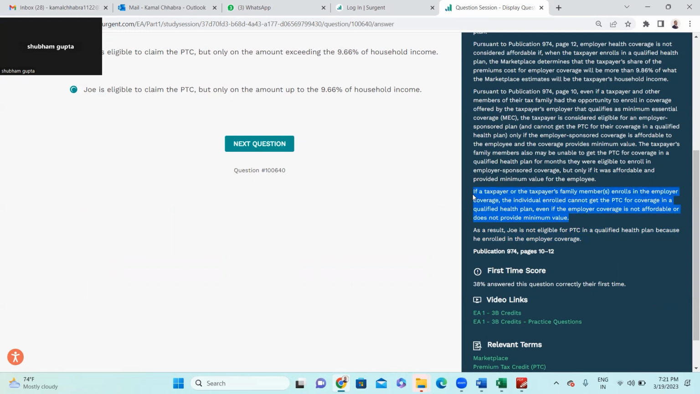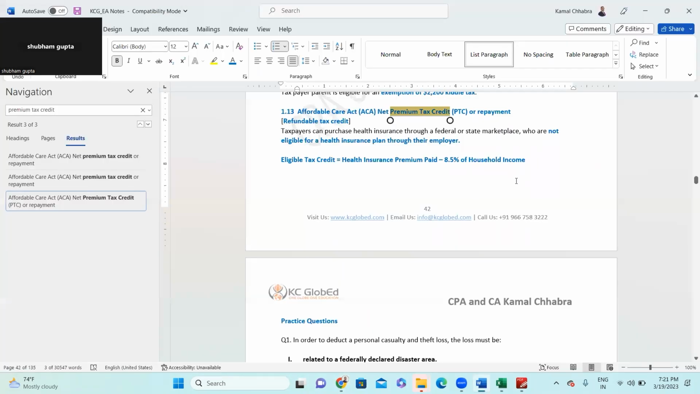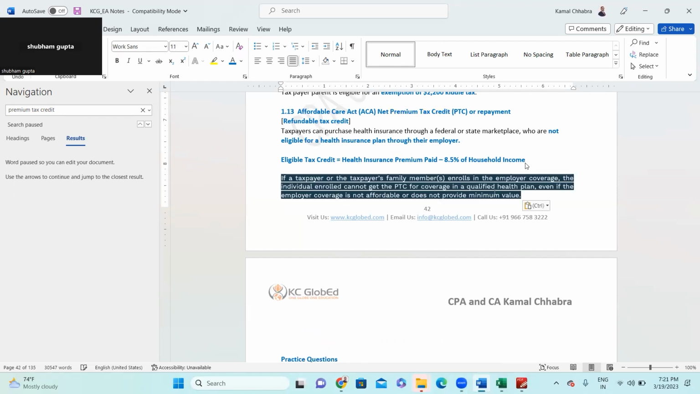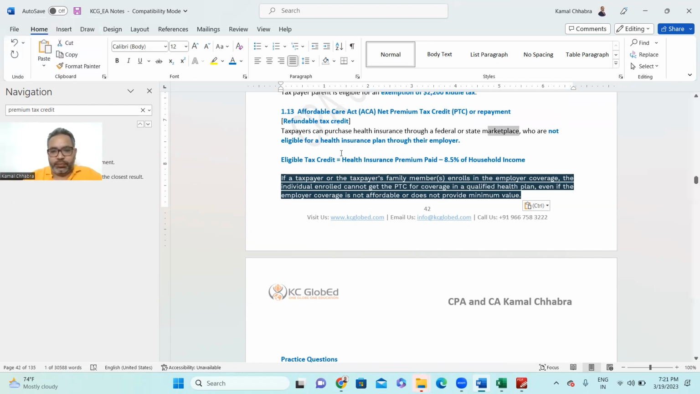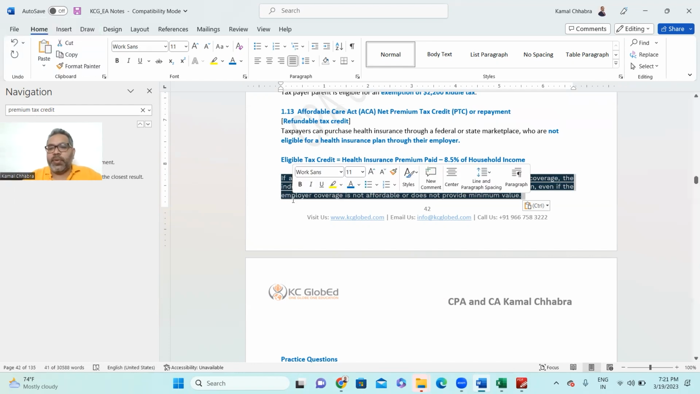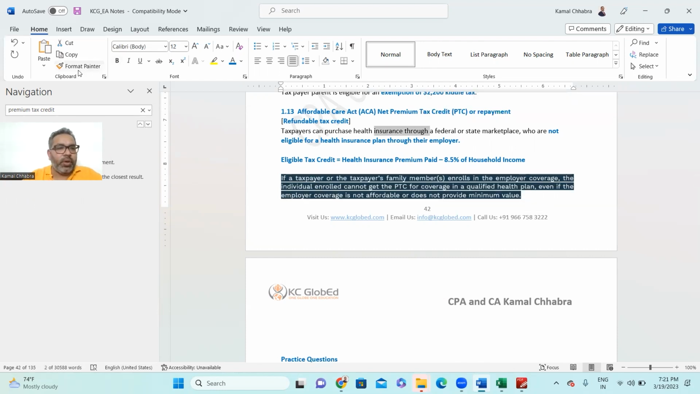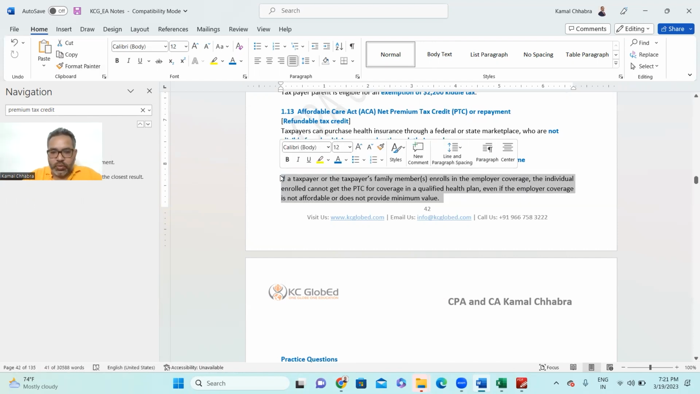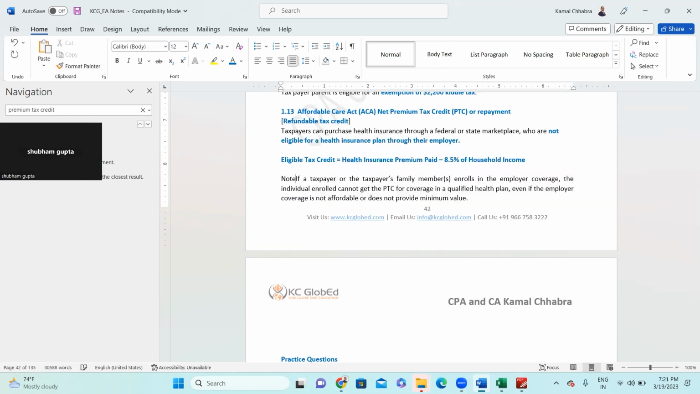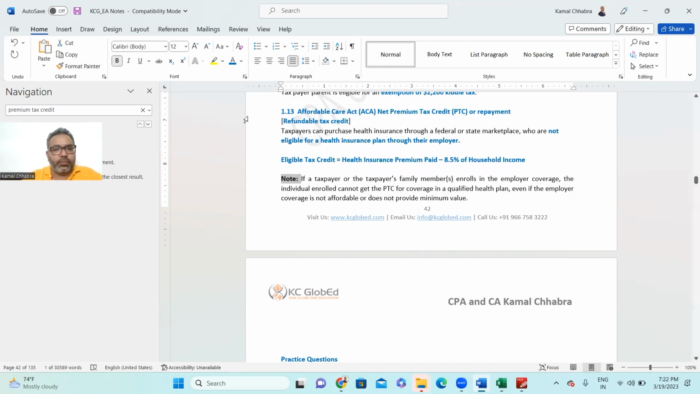Sir, vice versa, if I had PTC before joining a job, and after joining the job the employer offers me coverage, then what? Yeah, so during the year, if you have coverage from the employer, whether it's before joining the job or after joining the job, then you are not eligible for the PTC. That is the crux of the story. Right, I have also added this in the notes.